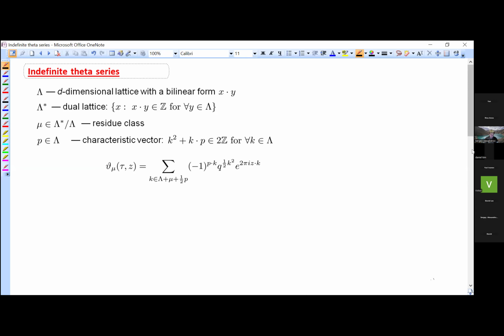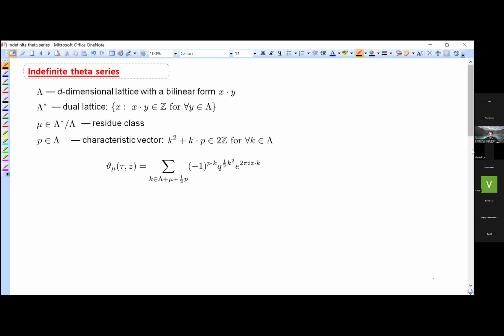So I recall that two days ago, we studied various definitions of mock modular forms, the generalizations like higher depth mock modular forms, and Jacobi forms. You will see today that all these objects actually appear in our story. But before that, we still need to learn something about the so-called indefinite theta series, which will also play a very important role in our story.